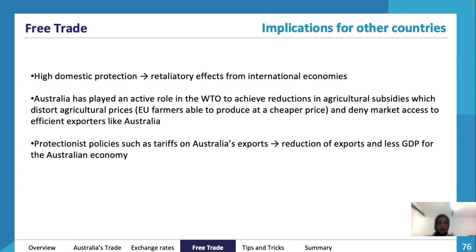So protectionist policies such as tariffs on Australia's exports will help reduce exports and lessen the GDP of the Australian economy. So that's something to take into consideration, right? So do we really want that? And of course, there are advantages and disadvantages to both having protectionist policies and to not having protectionist policies and encouraging free trade. Now, these are two conflicting and competing ideas that we need to make sure we weigh up, our positives and our negatives, our advantages and our disadvantages, and go from there.